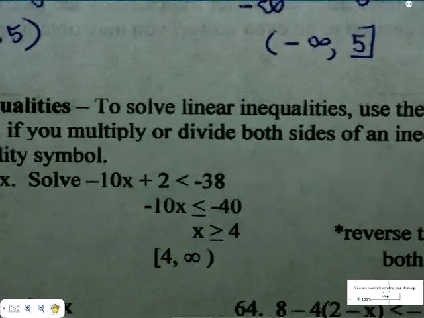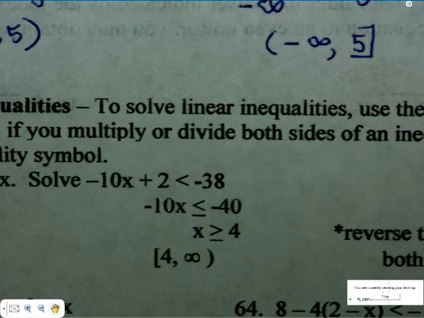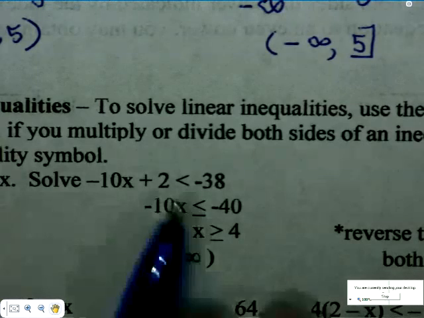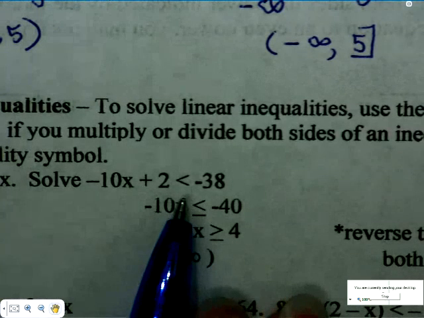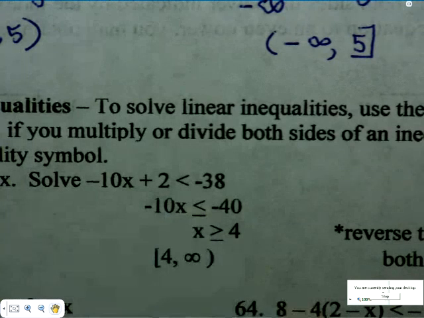The hiccup is whenever you multiply or divide both sides of an inequality by a negative number, what do you have to remember? Flip the sign. Or, in mathematically precise terms, reverse the symbol, because this less than is a symbol. When you say sign, I'm thinking positive or negative. It's a symbol, and you reverse that symbol.